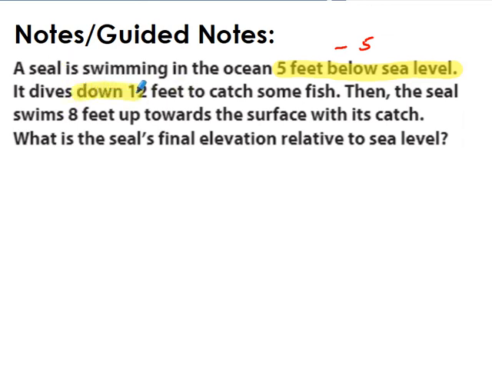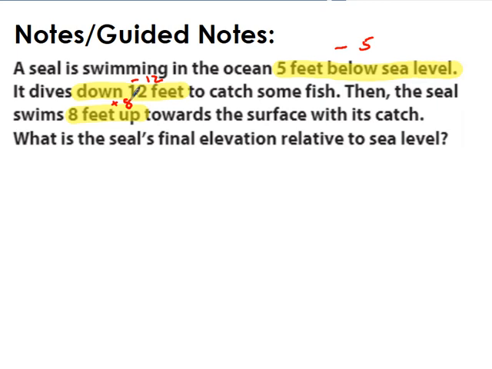The seal dives down 12 feet to catch some fish. Diving down 12 feet means it's going down another 12 feet, so that's -12. Going down is going further below sea level. Then the seal swims 8 feet up towards the surface with this catch. What is the final elevation relative to sea level? So 8 feet up would be +8.